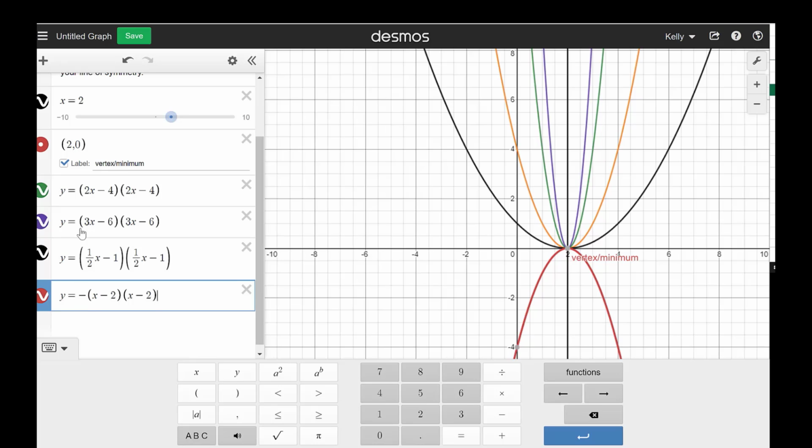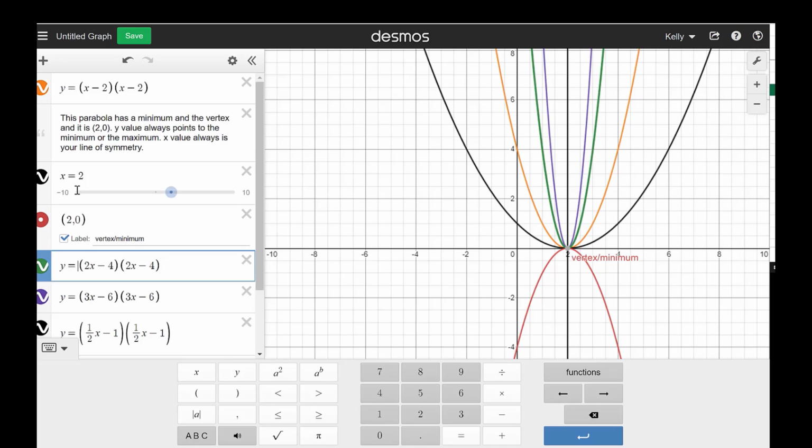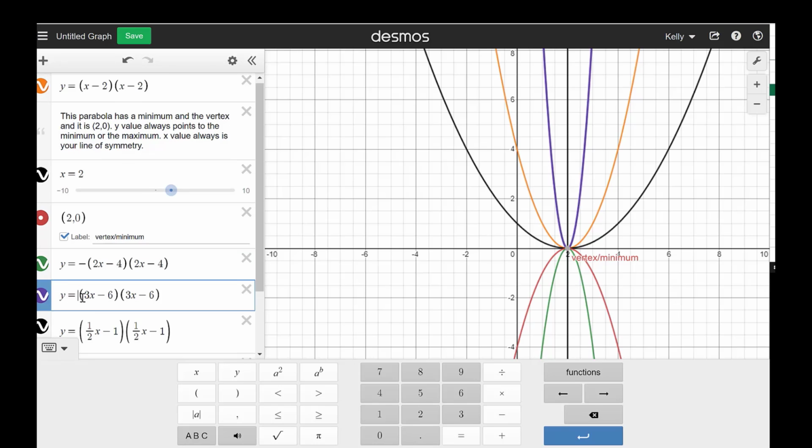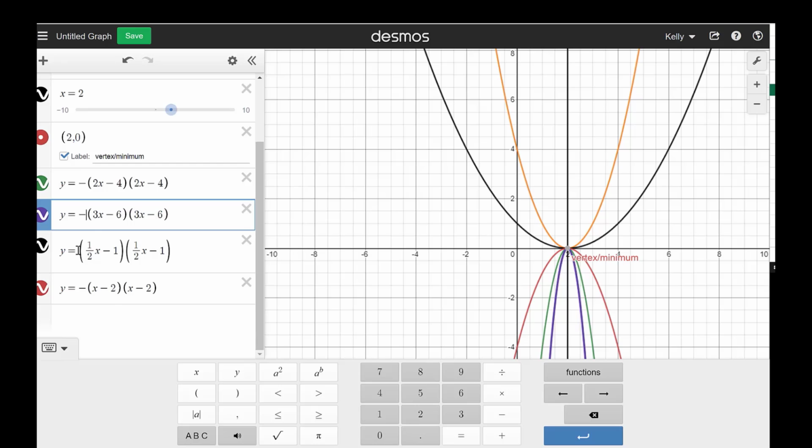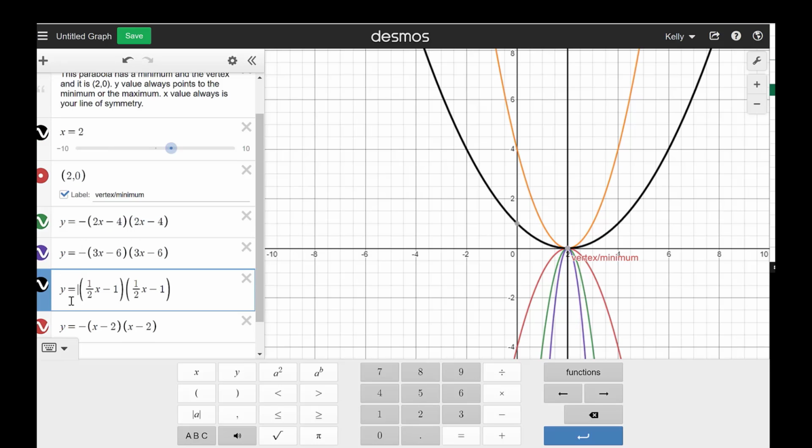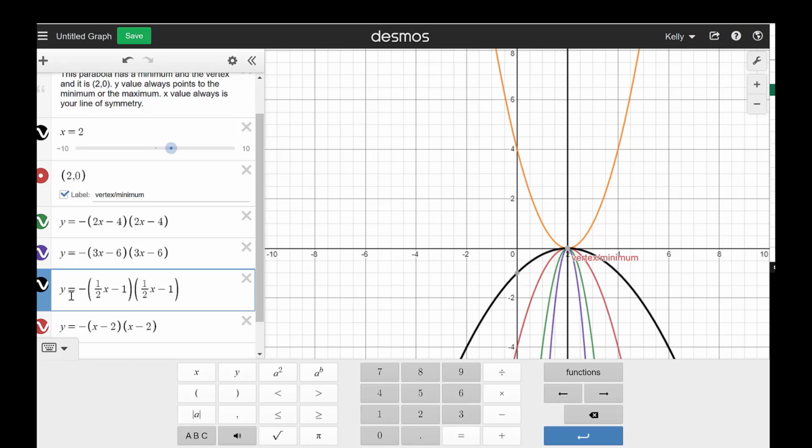Now, I'm going to pick on these three and see if I can just put a negative in front of them and have them flip down as well. So we're just going to put a negative, and look what happens. It brings that one down. And then let's put a negative in front of this 3x minus 6 times 3x minus 6. Same thing. And then the last one, where we did a vertical compression because we used a fraction, let's put a negative in front of that. And all of those are now downward. And if I want to, I can just pick and choose what I put back. But that answers your part of C.